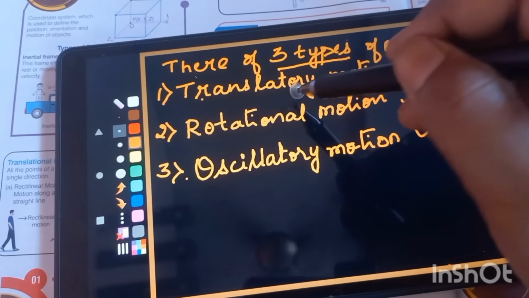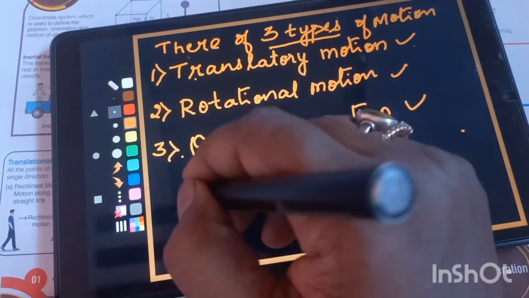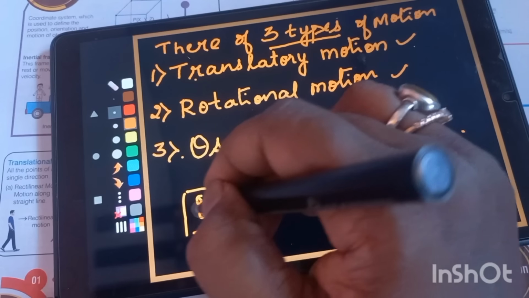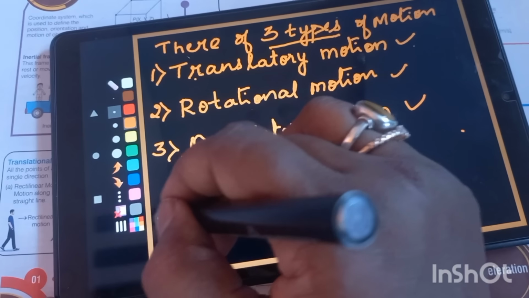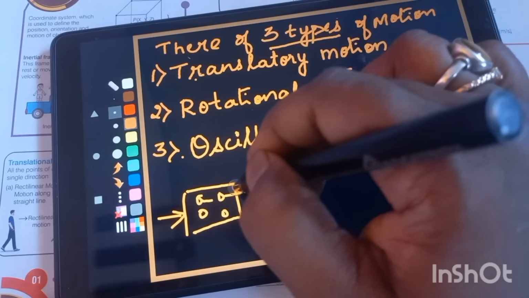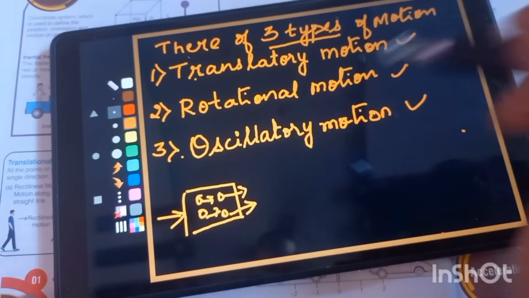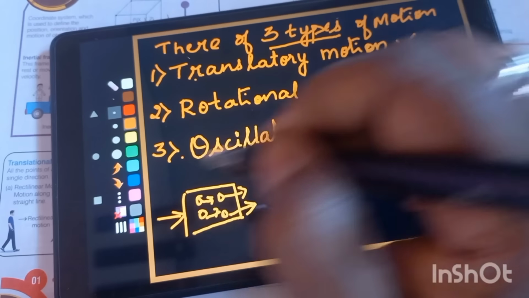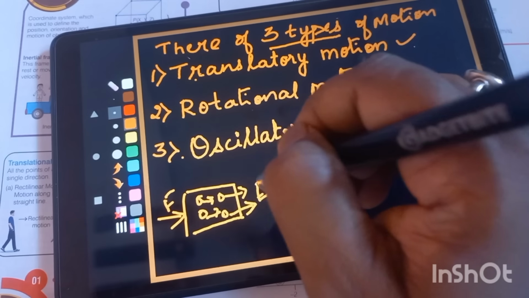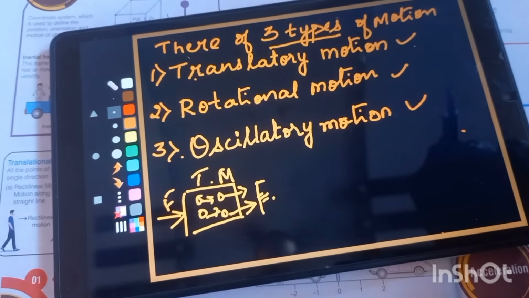So what is meant by translatory motion? So translatory motion is if this is a body, the body has so many particles in it. So if we apply some external force to the body, all the particles in the body will move in the same direction in which direction the force is applied, okay. So it will be moving in the direction of the force only. So that is known as translatory motion, okay.